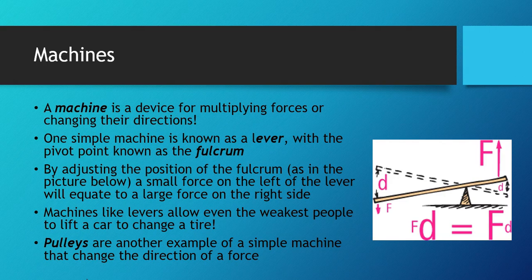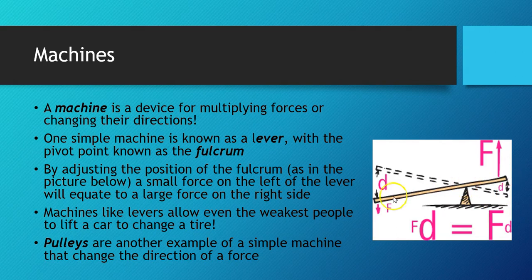One simple machine is a lever. A lever has a pivot point that's known as a fulcrum. So here's your lever. Actually, this is the fulcrum, and then this is the lever. Because you have a long distance on this side, a greater distance means less force, and you could lift the other side. For the smaller side, less distance means you would need a greater force.